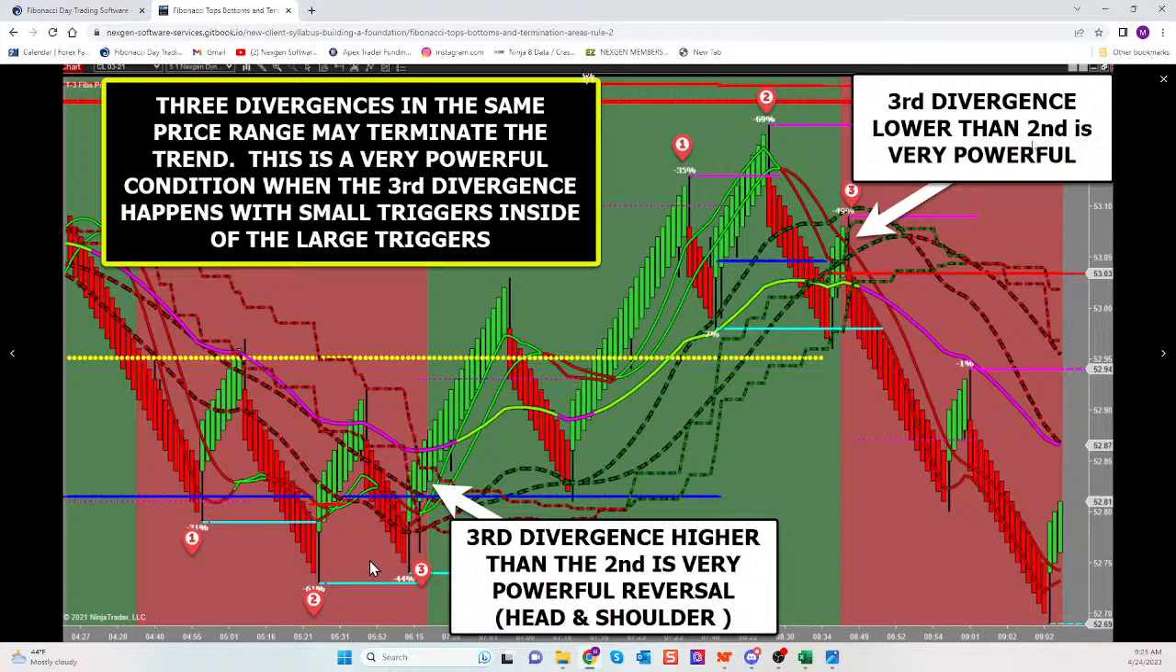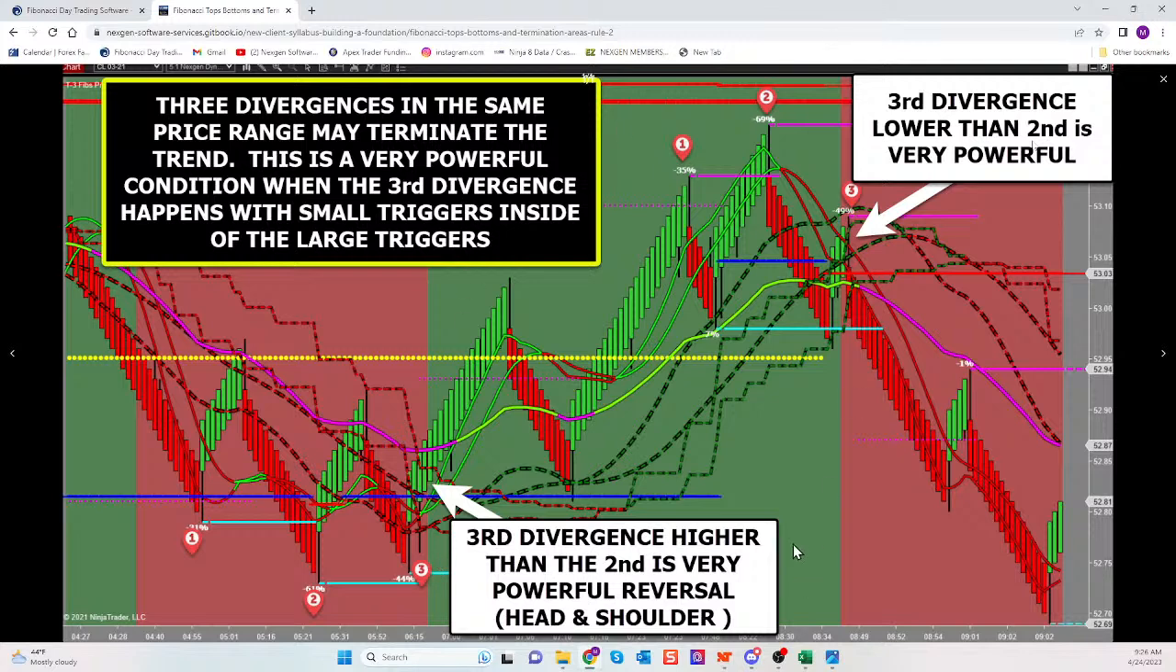3 losses of momentum in the same general price range may terminate the trend. You'll see it from lows and you'll see it from highs. It becomes even more powerful when your trigger lines go from odds favorable to anything can happen. So not only are we visually losing momentum through the divergences, but we can also recognize it through the trigger lines. And then it becomes more powerful still when that third pivot is higher than the previous from a low or lower than the previous from a high. Because not only could price not exceed, you're also losing momentum.